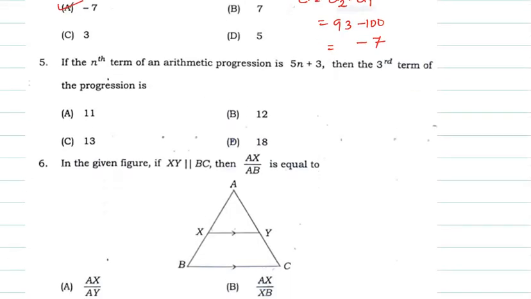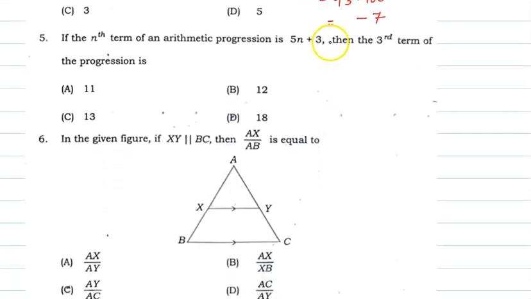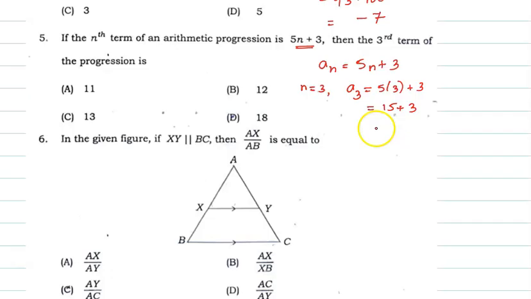Now I am going for the fifth one. The nth term of the AP is given. So an is given, that is equal to 5n plus 3. I need to find out the third term. So third term means n is equal to 3. That gives a3 is equal to 5 into 3 plus 3. That is 15 plus 3 and that gives 18. Therefore for this, option D is the correct answer.